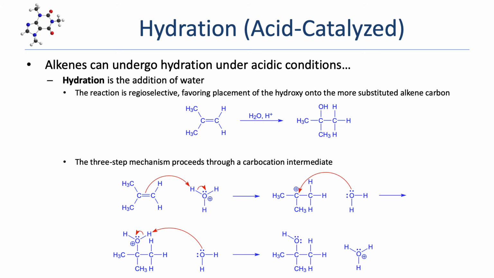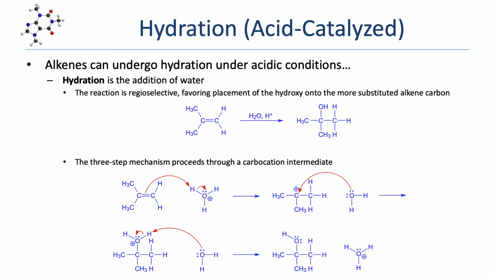Now, if you pour water on an alkene, all you're going to get is a wet alkene. And that's because water is nowhere near acidic enough to protonate an alkene, which is a very weak base. The way we get around this problem is by adding a catalyst, specifically an acid catalyst. In the presence of a strong acid, water will react to form hydronium, which is in and of itself a strong acid. And hydronium is a strong enough acid to protonate an alkene.